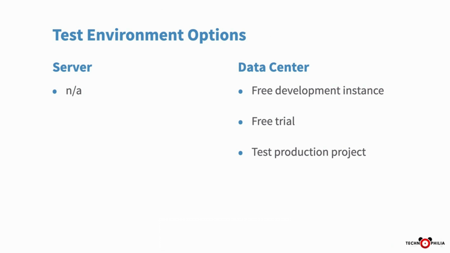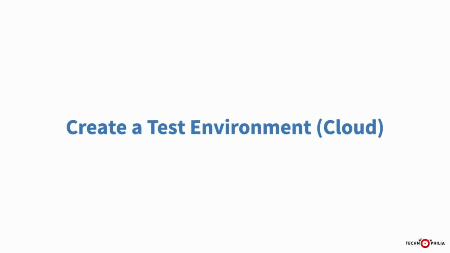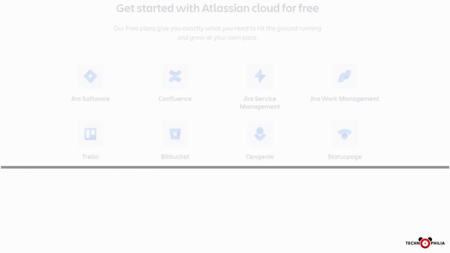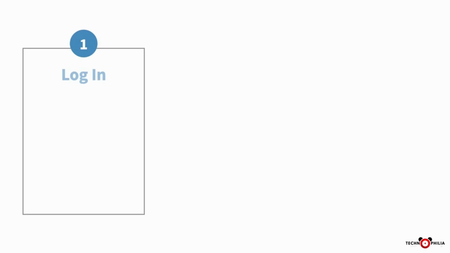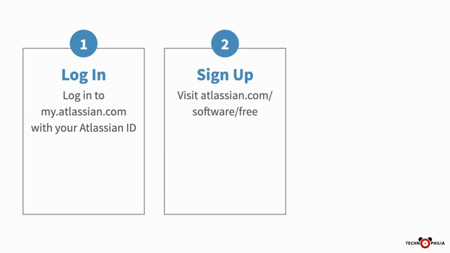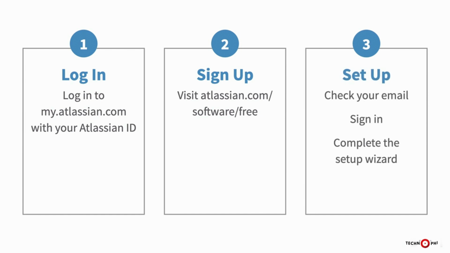Regardless of the method you choose, make sure you have a place to test your changes before you unleash them on your users. Atlassian offers free versions of their cloud products. Let's sign up for a free Jira application so we can experiment. First, log into your Atlassian account at my.atlassian.com. Then visit the URL shown, choose Jira from the list of free products, and complete the sign-up form. Then complete the setup process by clicking a verification link sent by email. If you don't see the message, be sure to check your junk mail folder.